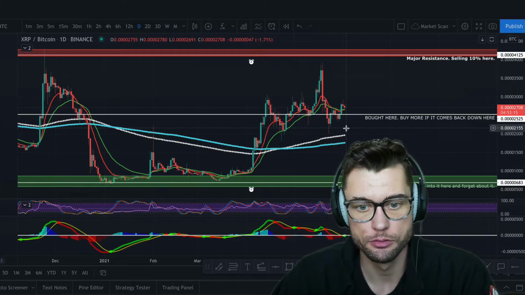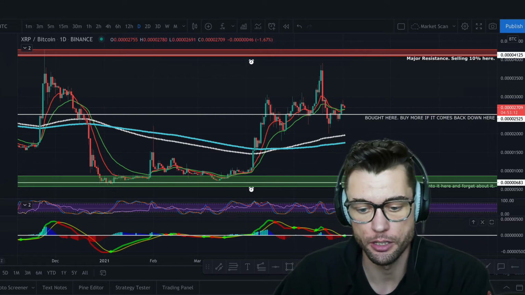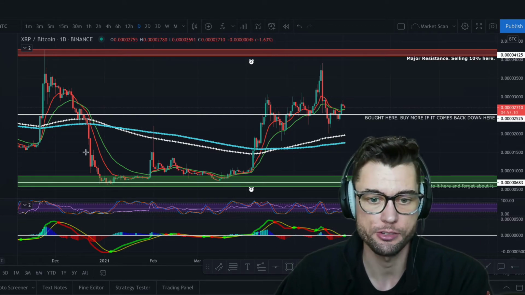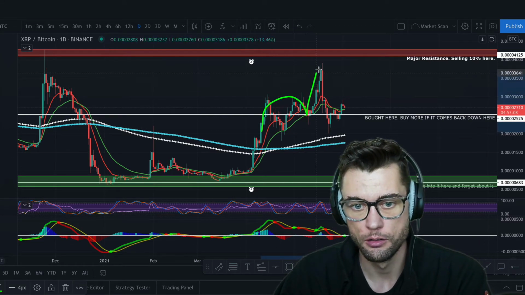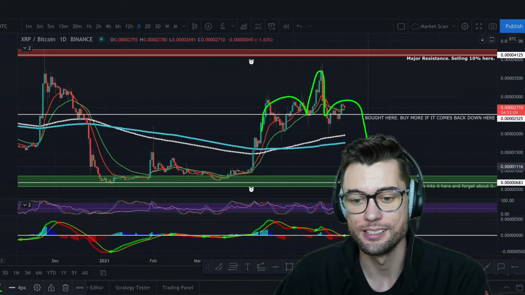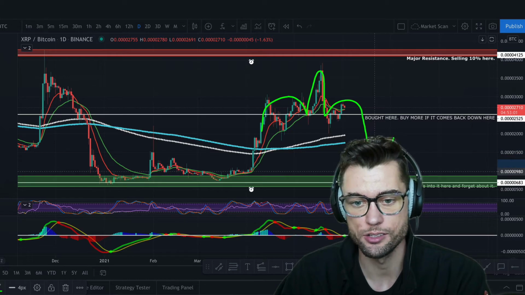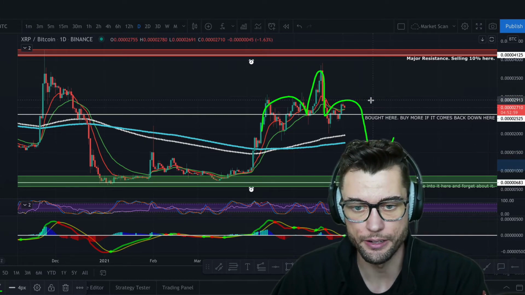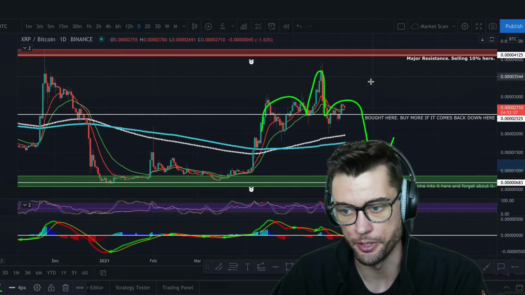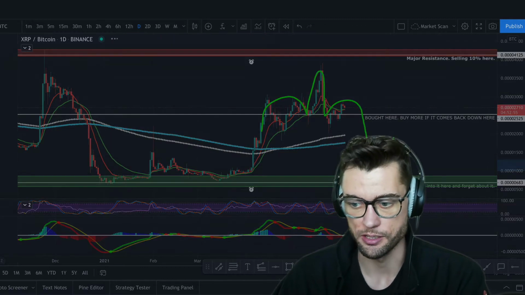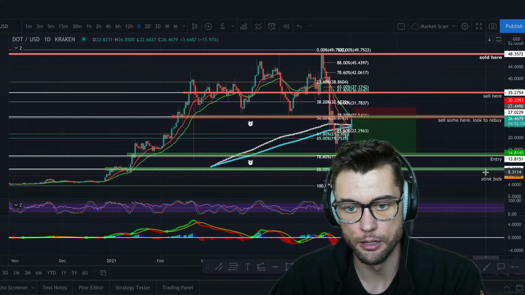It's not an obvious 'oh, I'm going to long here, oh, I'm going to short here.' Look at XRP versus Bitcoin. Do you guys not see this right here? Do you know what this is? That's called Head and Shoulders. So I would very highly doubt that it just pumps up from here. So that's XRP.